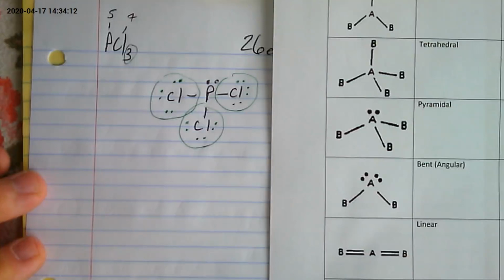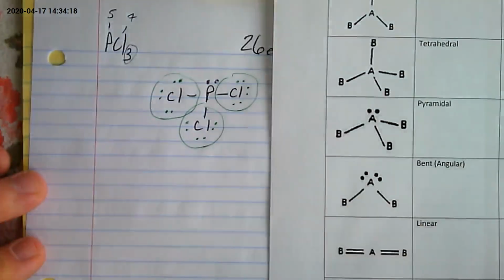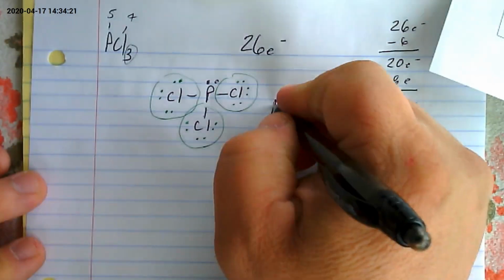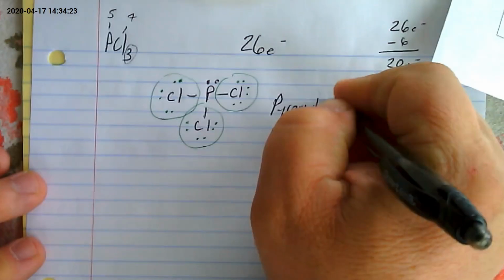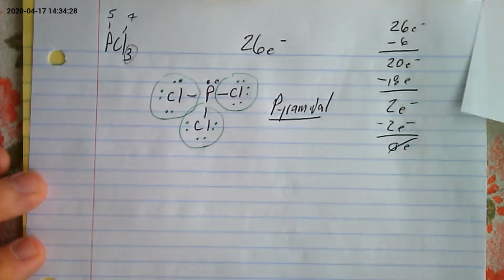There's your Lewis dot. So now I look at my chart, and what exactly looks like that? And there it is. You've got the central atom with 2 electrons that are not involved in a bond, and 3 bonds. That shape is pyramidal. So this is pyramidal. Next one.